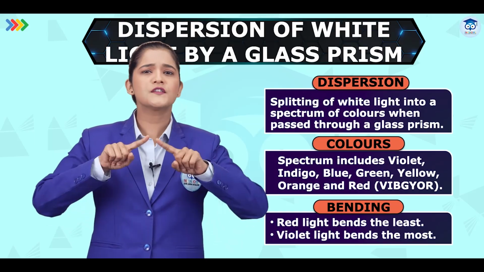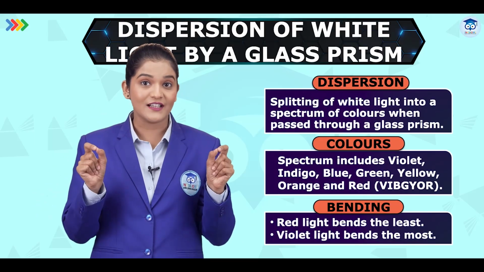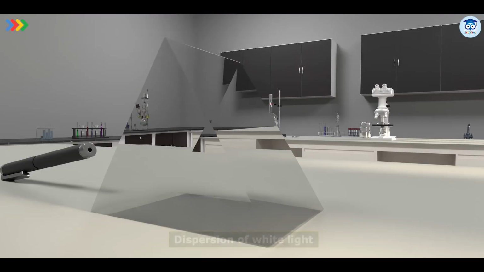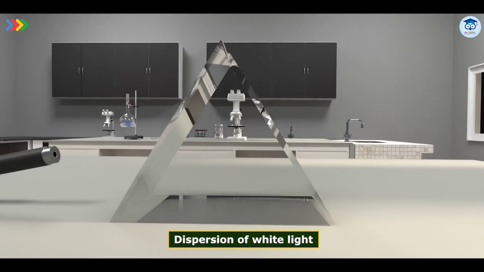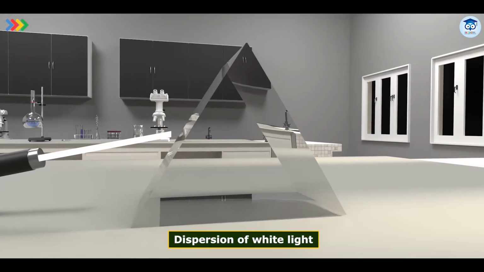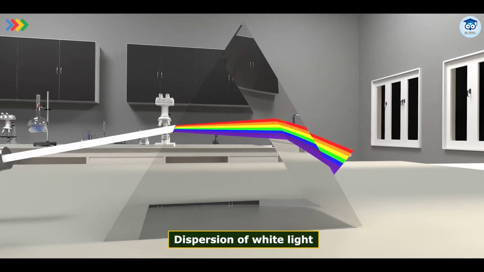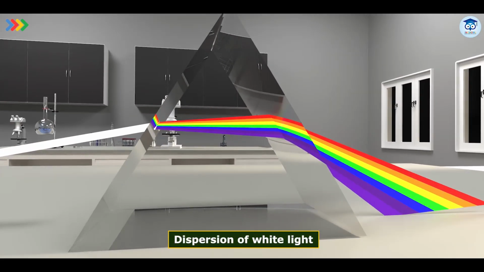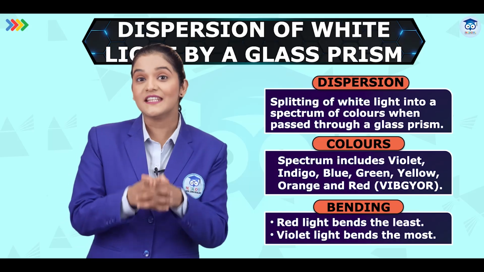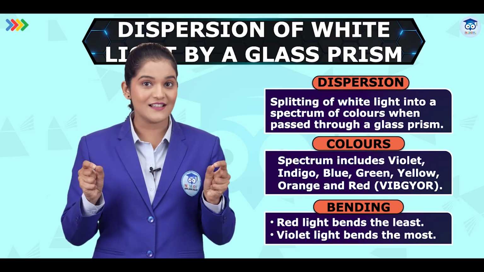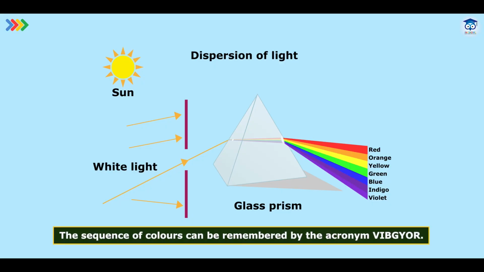To begin with, let us understand the concept of dispersion of white light. Dispersion is the phenomenon of splitting white light into a spectrum of colors when it is passed through a glass prism. When a ray of white light enters the prism, it undergoes refraction due to the change in medium. However, instead of bending uniformly, the light separates into different colors. This spectrum consists of 7 distinct colors arranged in the following order: violet, indigo, blue, green, yellow, orange and red, commonly remembered by the acronym VIBGYOR.